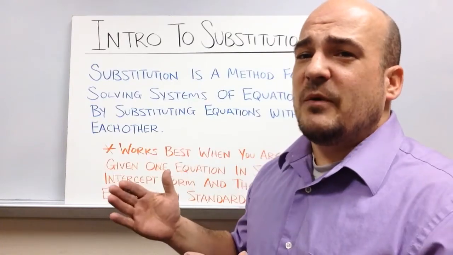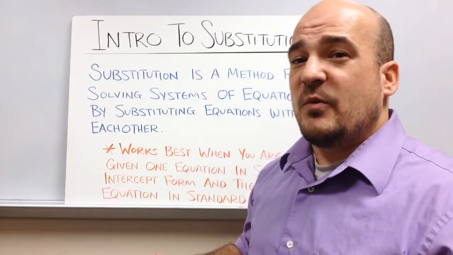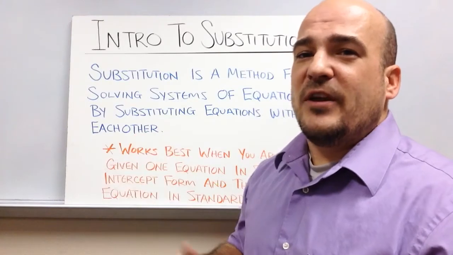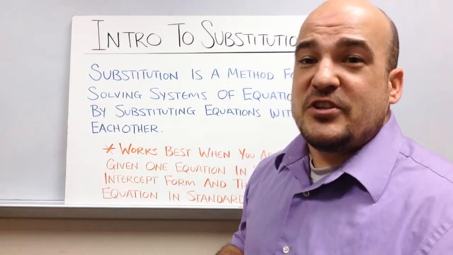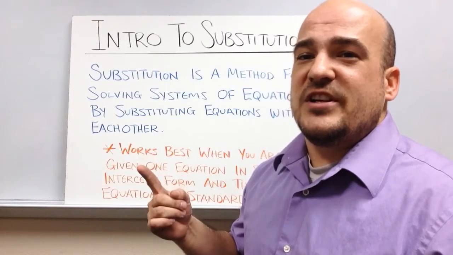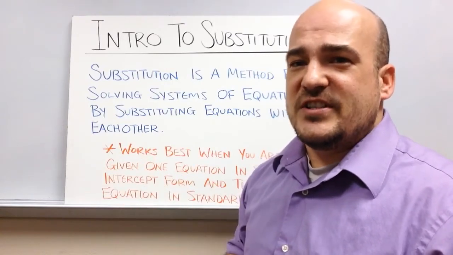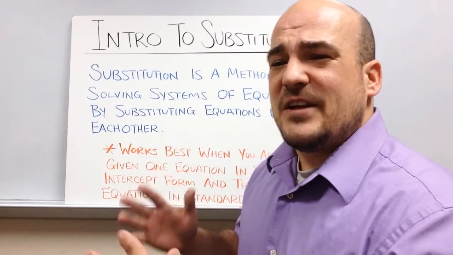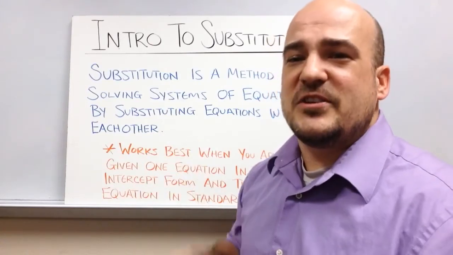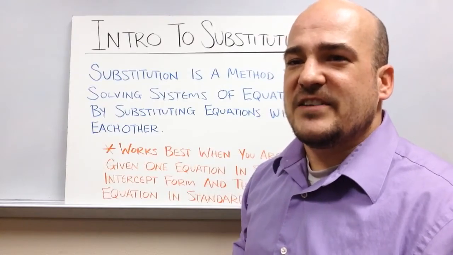Now, just like when we graph systems, that worked great when we had two equations that were both in y-intercept form or slope-intercept form. Substitution works really well when you have one equation in slope-intercept form and the other equation in standard form. So when you see systems that are set up like that, substitution is a great method that you can use to find the answer to that system.